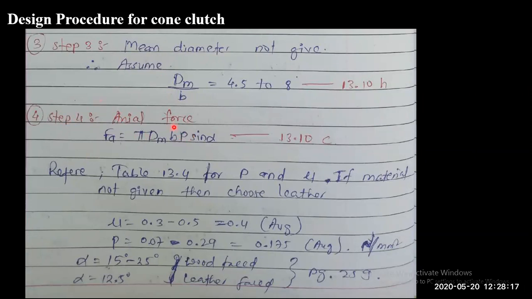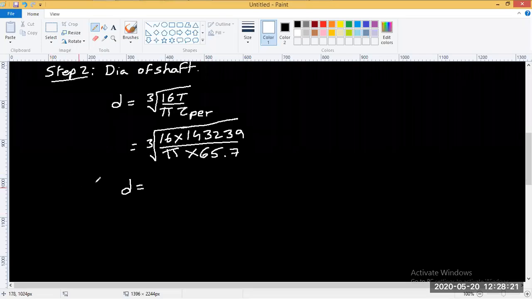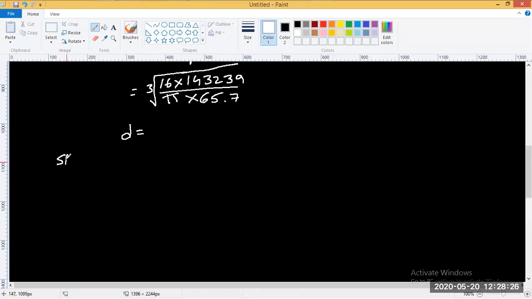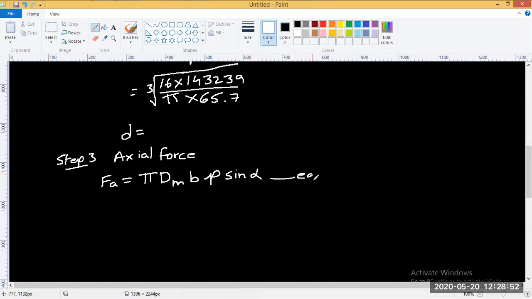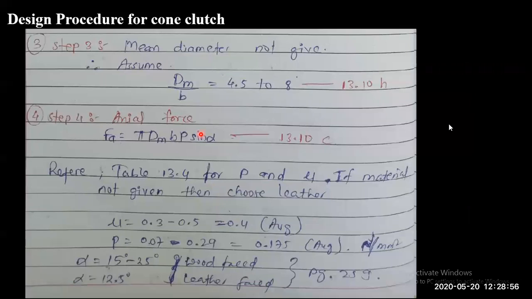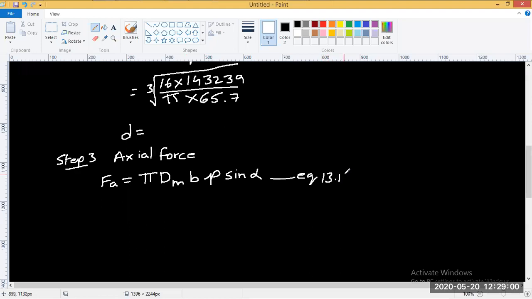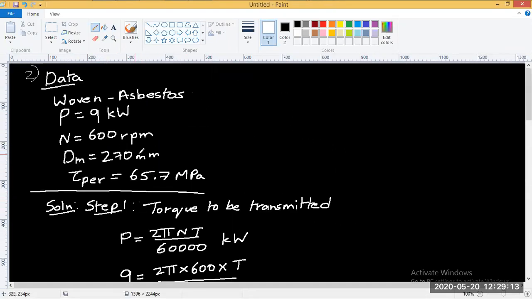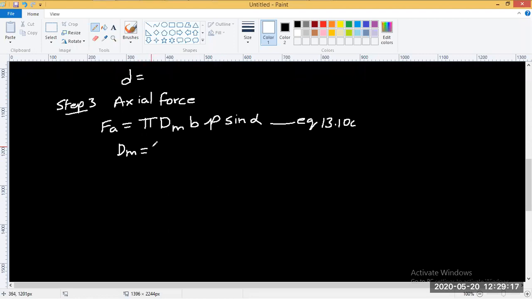So axial force. So let's note this down. So next step 3 is axial force. So FA is pi dm b p sine alpha. So this is given under equation 13.10c. Okay, so here we know dm, right? dm is given in the question. You can see here is 270 mm.